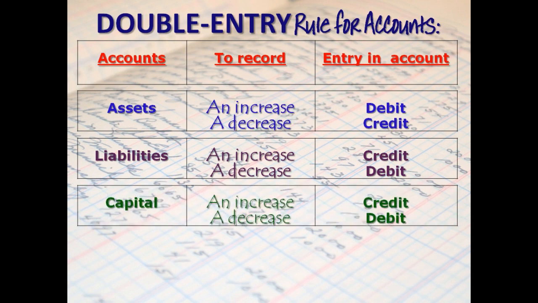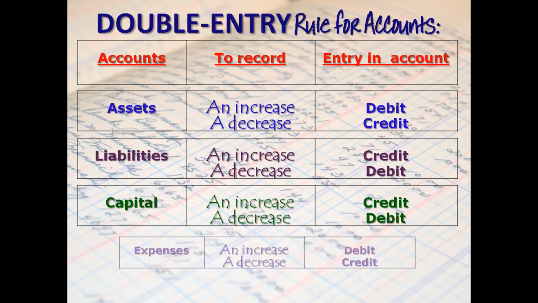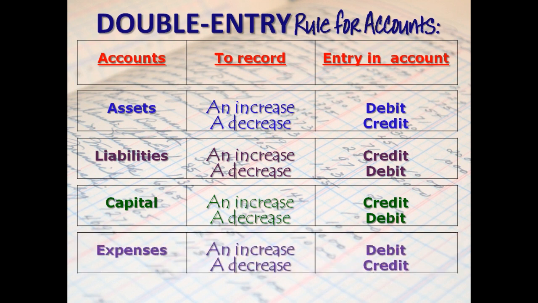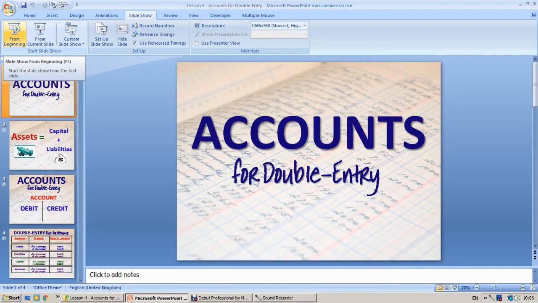Let's look at capital. When a capital account increases, we credit the account. When it decreases, we debit the account. When an expense account increases, we debit the account. And when it decreases, okay, fantastic.